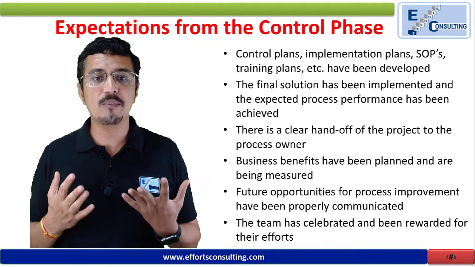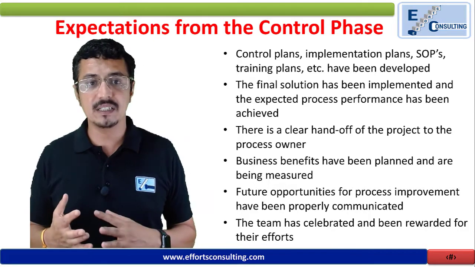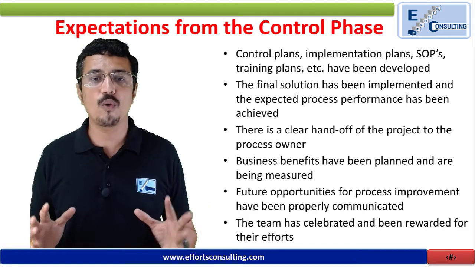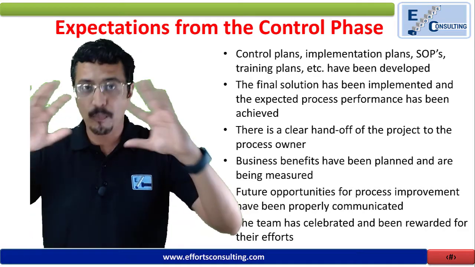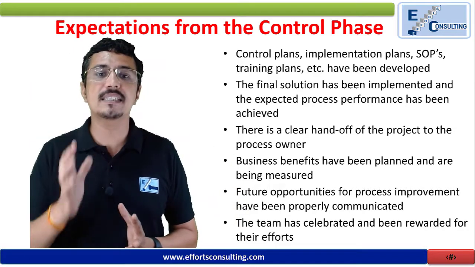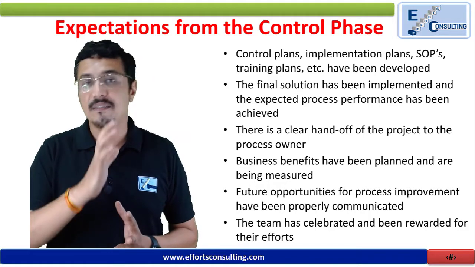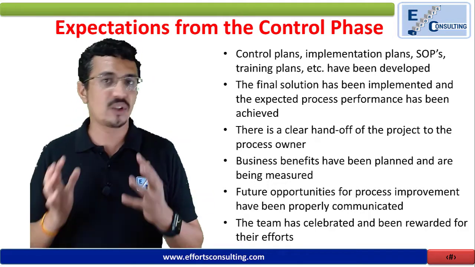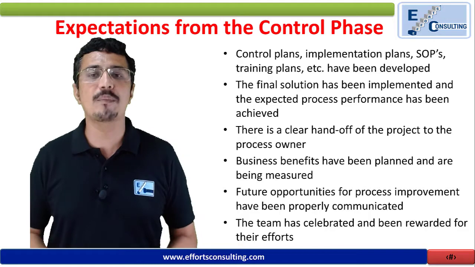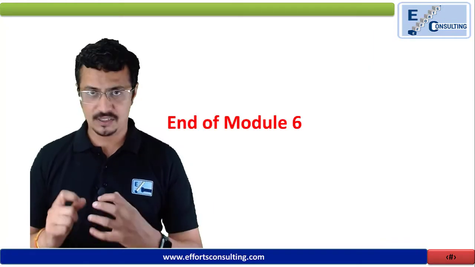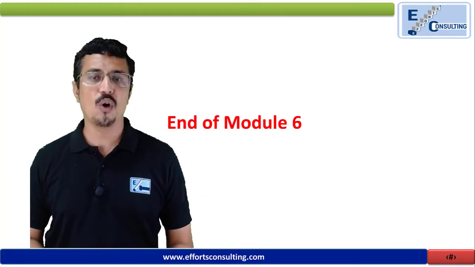Business benefits have been planned and are being measured, and future opportunities for process improvement have been properly communicated, and the team has celebrated and been rewarded for their efforts. So this is the end of the control phase, and with this we are ending this module of control.